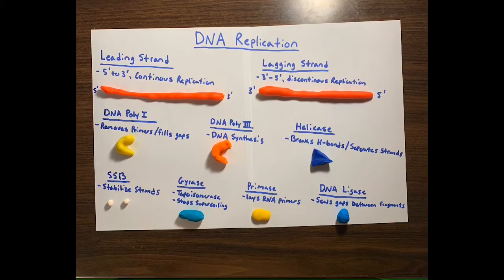DNA polymerase III is the enzyme mainly responsible for DNA synthesis, and it proofreads with a 3' to 5' exonuclease activity. Helicase breaks the hydrogen bonds and separates the strands to allow replication to occur. Single-stranded binding protein stabilizes the strands so they don't reconnect. Gyrase is a topoisomerase, so it prevents supercoiling from forming, and it's located behind the replication fork. Primase lays down the RNA primers, and DNA ligase seals the gaps between the Okazaki fragments with phosphodiester bonds.